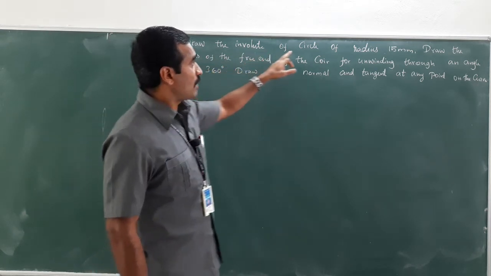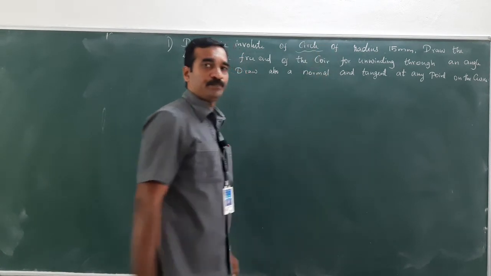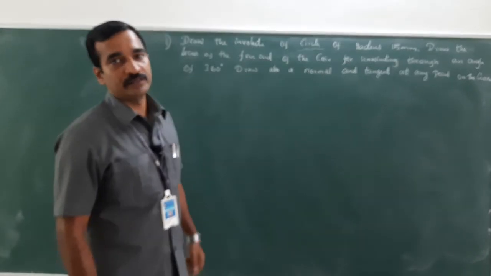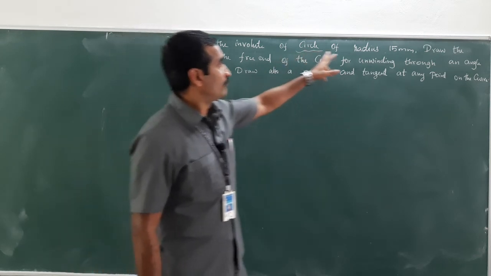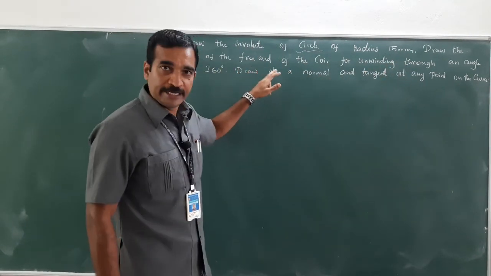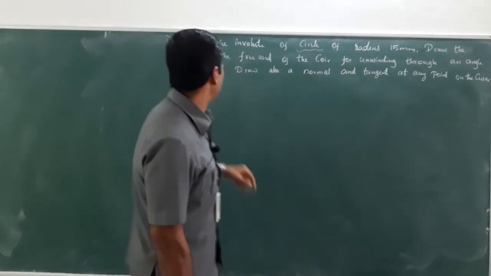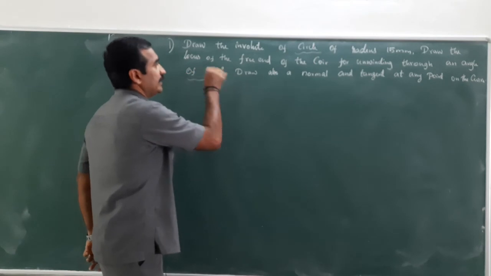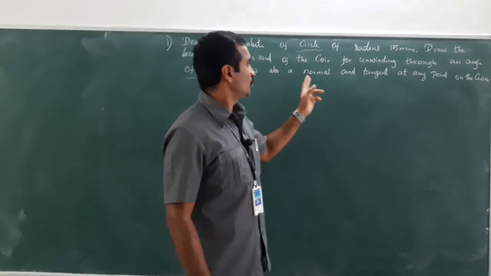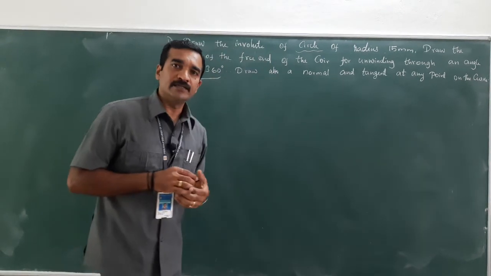Draw the involute of a circle. Therefore, this question belongs to the circle of the involute. Of radius 15 mm, draw the locus of the free end of the coil for unwinding through an angle 360 degree. Draw also a normal and tangent at any point on the curve.